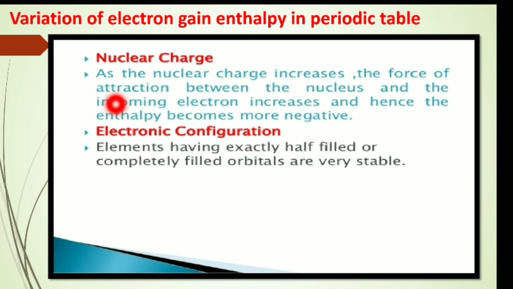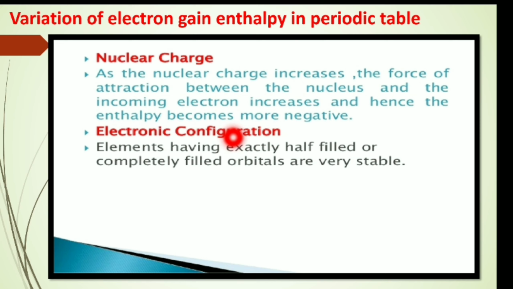Then about nuclear charge. As the nuclear charge increases, the force of attraction between the nucleus and the incoming electron increases. Hence, the electron gain enthalpy becomes more negative. Going left to right, atomic number goes on increasing, shells remain the same, but the nuclear charge goes on increasing. The force of attraction between the nucleus and the incoming electron increases, because the shells remain the same. Whenever electrons are added, they are tightly held by the nucleus.